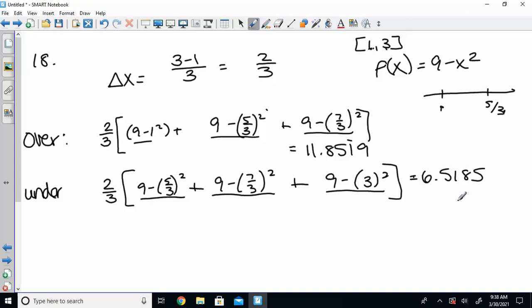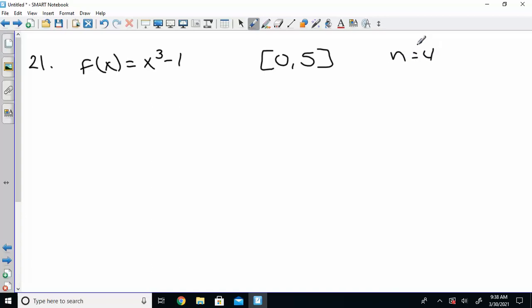So problem 21, we're doing left, right, and midpoint. Our function is x cubed minus 1. We're doing the interval 0 to 5, and my n is 4. So the change in x, 5 minus 0 over 4, gives me 5 over 4, or 1.25.